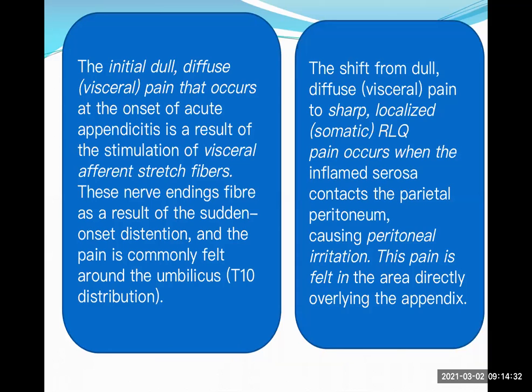Now you can do this slide on your own. But a very important point is written here. The pain in case of acute appendicitis is of two types. In the beginning, it is a vague type of pain. It is periumbilical pain. That is visceral type of pain. And this visceral pain usually occurs because of distension of the appendicular lumen. Later on, the pain will shift to the right iliac fossa, and this is because of irritation of the parietal peritoneum, and this is known as somatic pain.